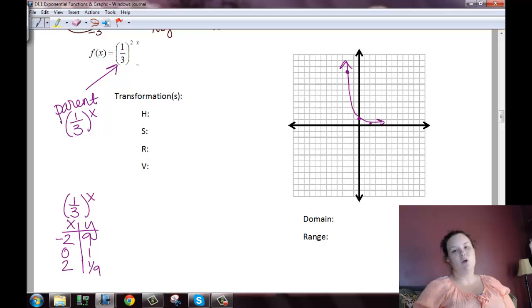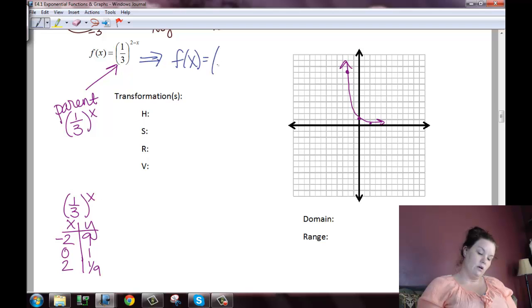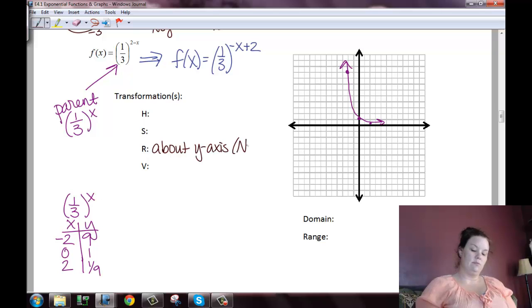Now it really bothers me when they don't write the x first in the exponent. So if it helps you, you can rewrite this as f of x is equal to 1/3 to the -x plus 2. Or if it doesn't bother you the way it's written, then you can leave it as is. Okay. The negative on the x is negating the x's, which is a reflection about the y-axis. I'm going to go ahead and put negate x's. And then the plus 2 is in the exponent, so being applied to the x's, horizontal shift, left 2.